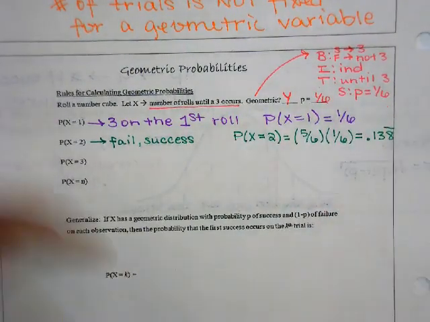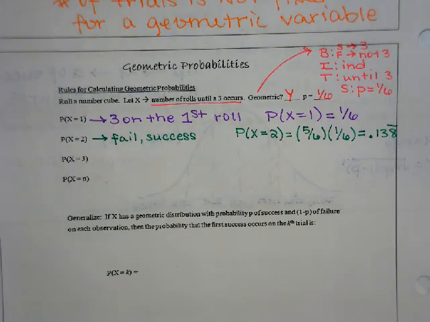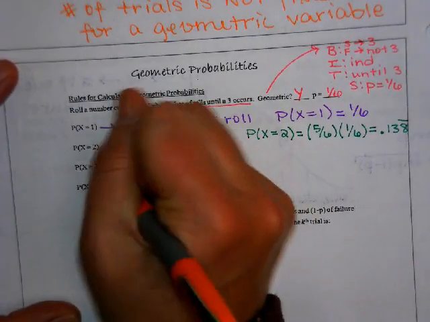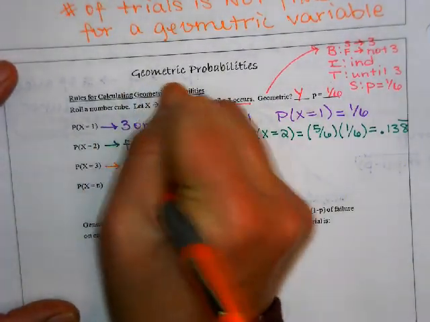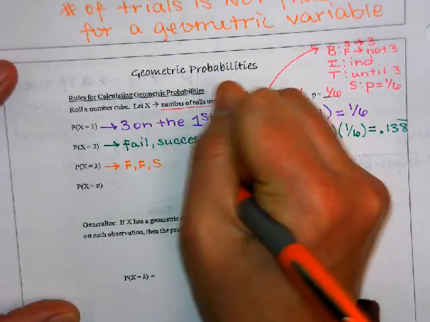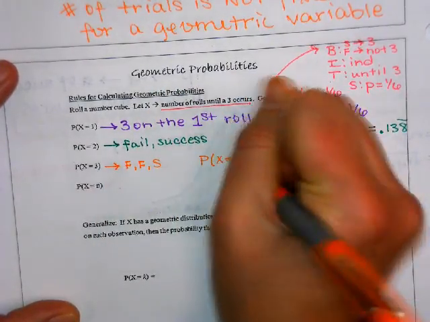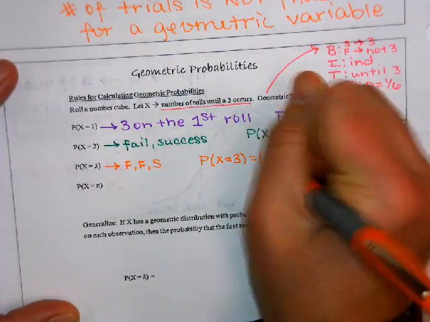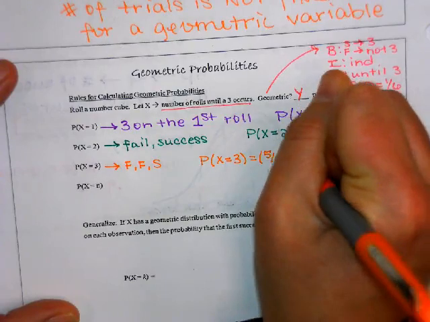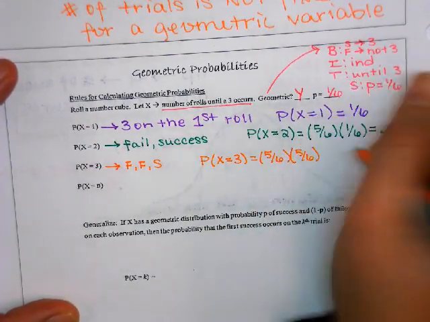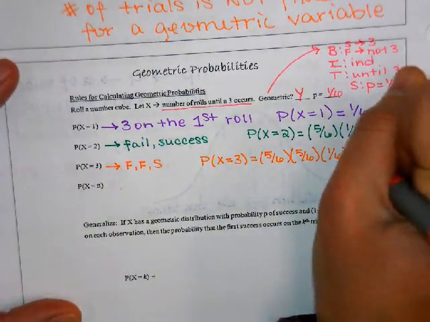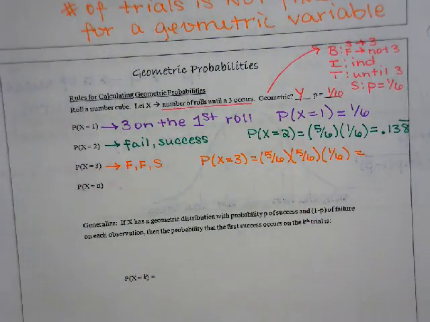So what's the probability it takes me 3 rolls? 5/6, 5/6, 1/6. We have a failure, then a failure, then a success. So we're going to do 5/6 times 5/6 times 1/6, like Brooke said. That's 25 over 216, which is 0.116 when I round.